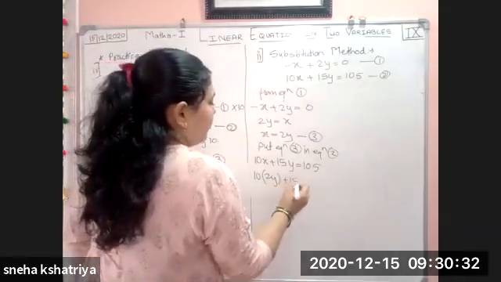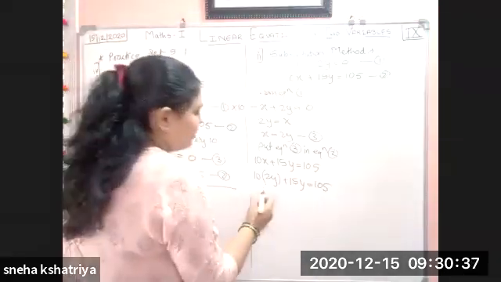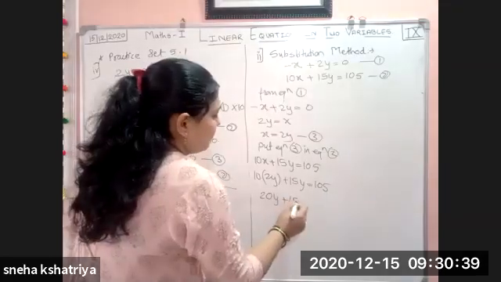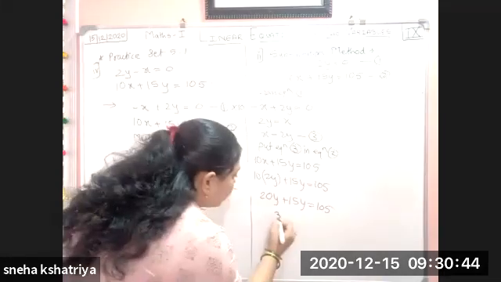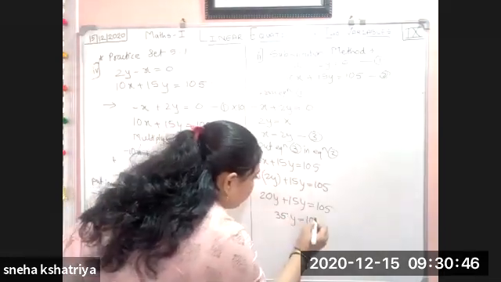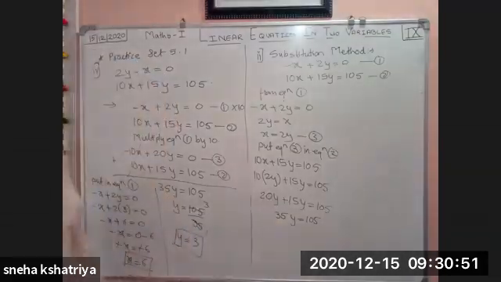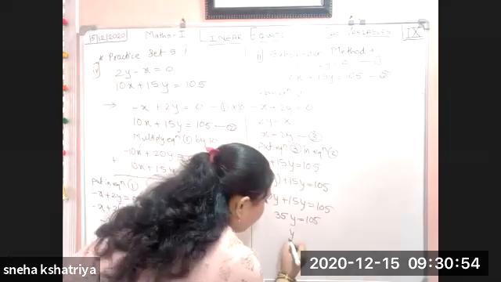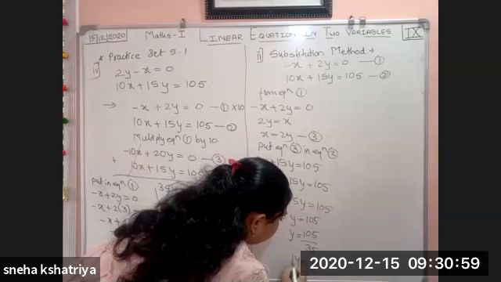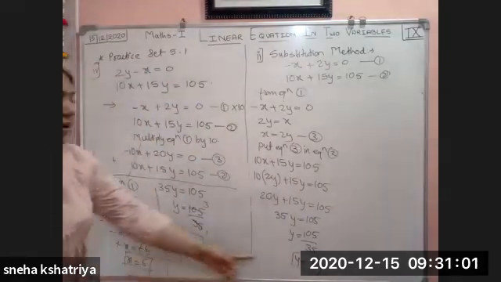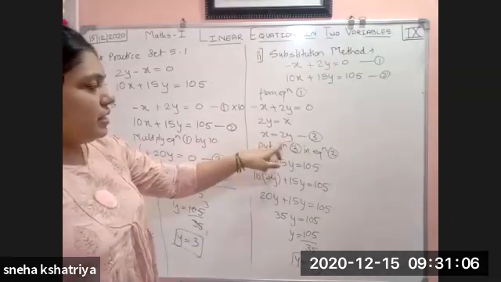2y plus 15y is equal to 105. 10 into 2, that is 20y plus 15y, which is equal to 105. 20 plus 15, again 35y, which is equal to 105. So y is equal to 105 divided by 35. You get again the y value as 3.